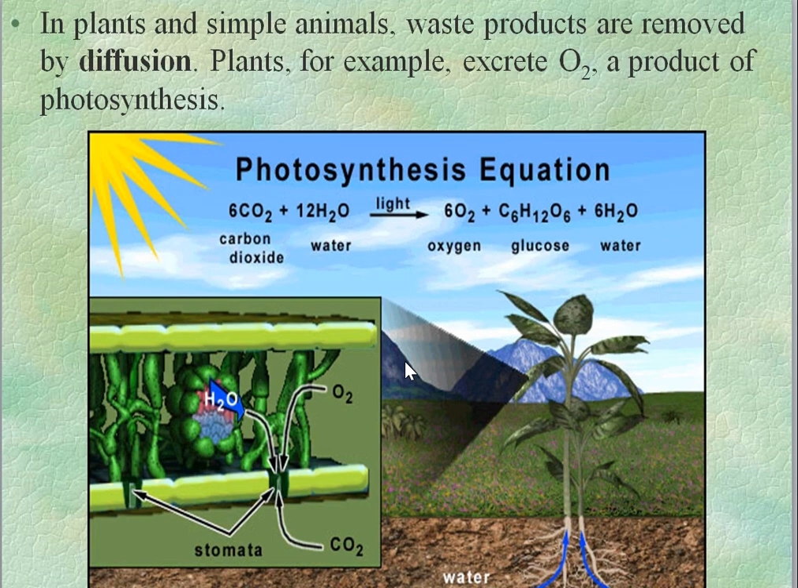In plants and simple animals, waste products are removed by diffusion. Plants, for example, excrete oxygen, a product of photosynthesis. The photosynthesis equation is carbon dioxide plus water, and with the sunlight energy, we get oxygen plus glucose and water.